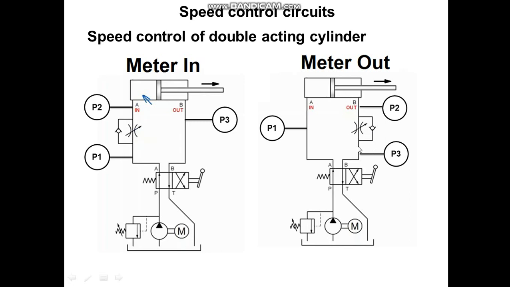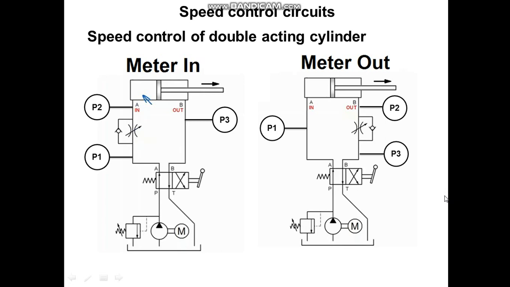So obviously a regular amount of liquid will be supplied to the rod end, and the liquid available at the blank end will be freely taken out from port A, and port A is connected to T, so it will freely pass to the tank. So this is how, when we are controlling the liquid coming out of the cylinder at the rod end area, the speed of extension will be controlled.